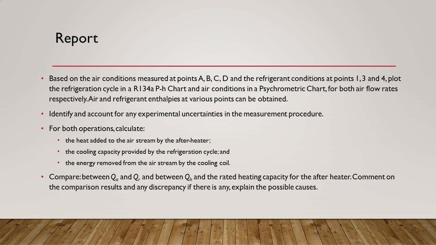In the report, please plot the refrigerant cycle on the p-h diagram and air temperatures on the psychrometric chart to obtain the air specific volume and values of enthalpy. Then you can evaluate the heat added to the air stream by the heater, cooling capacity by the refrigeration cycle, and energy removed from the air stream by the cooling coil.